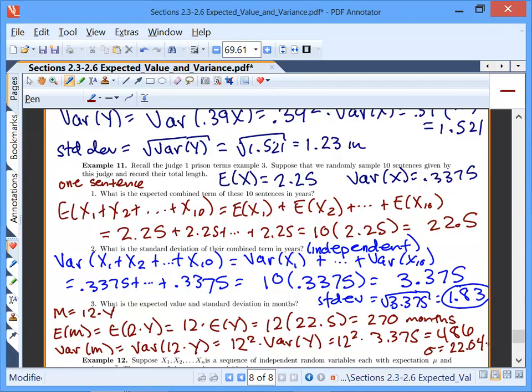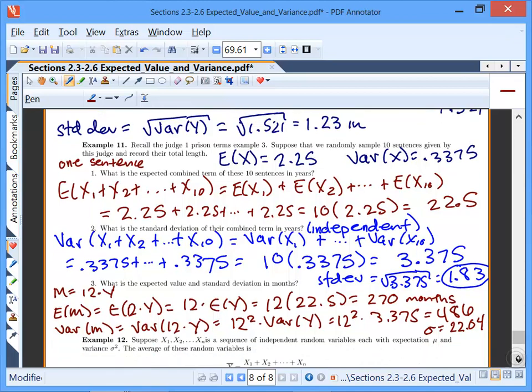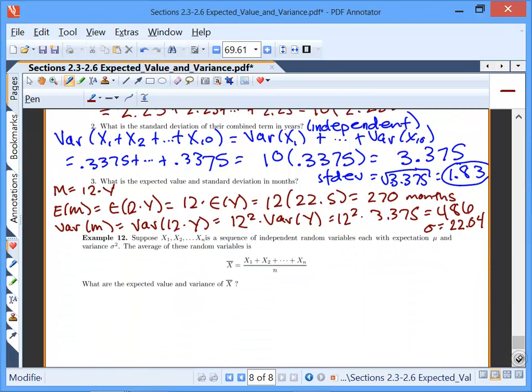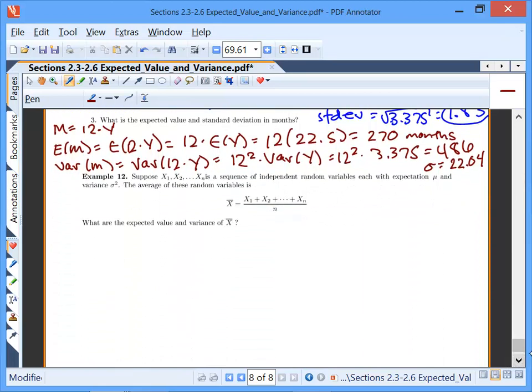So we've gone through several questions of using these rules to find our new expected value and variances. Questions on them? So now we're going to derive a very famous result that we're going to use over and over in this class.